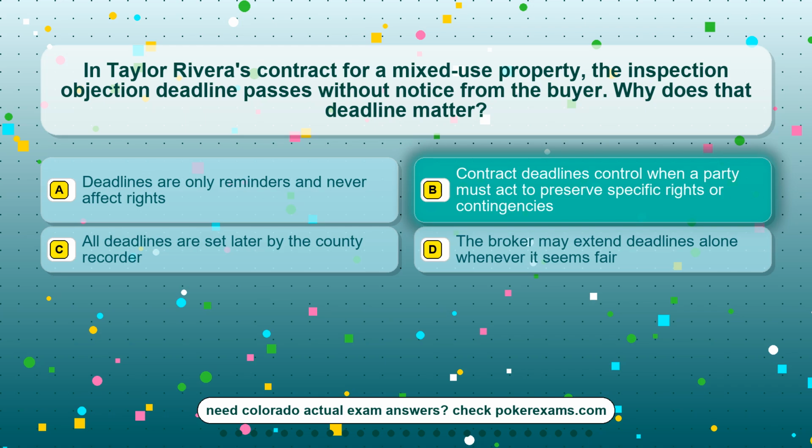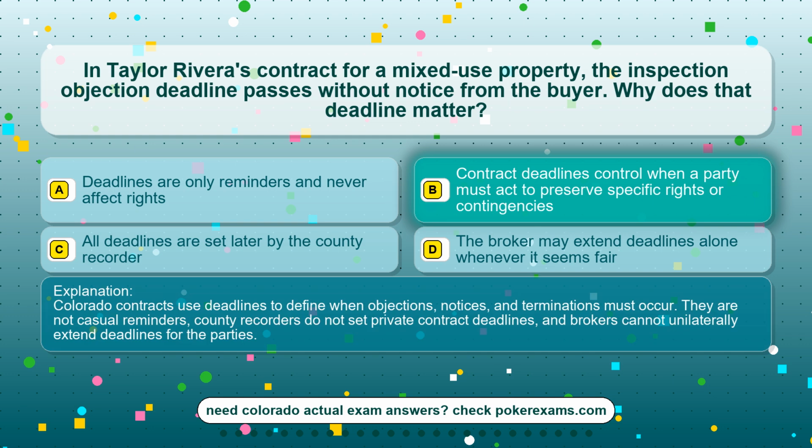The correct answer is option B. Contract deadlines control when a party must act to preserve specific rights or contingencies. Colorado contracts use deadlines to define when objections, notices, and terminations must occur. They are not casual reminders. County recorders do not set private contract deadlines, and brokers cannot unilaterally extend deadlines for the parties.